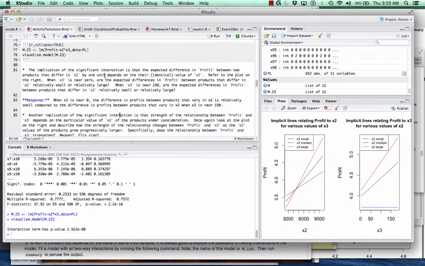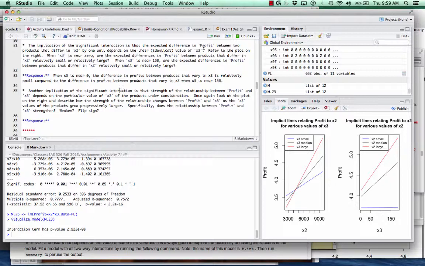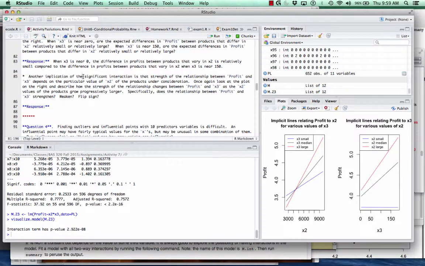There's a big difference between small values of x2 and big values of x2. All right, so one of the implications is that when we look at the difference in profits between two products that differ in x2, it actually depends on what x3 value I'm honing in on. And the other implication of a significant interaction is that the strength of the relationship between profit and x3 depends on the x2 values of the products I'm comparing. The strength of the relationship between profit and one of the predictors isn't a constant, but it depends on the value of the other variable that was involved in the interaction.